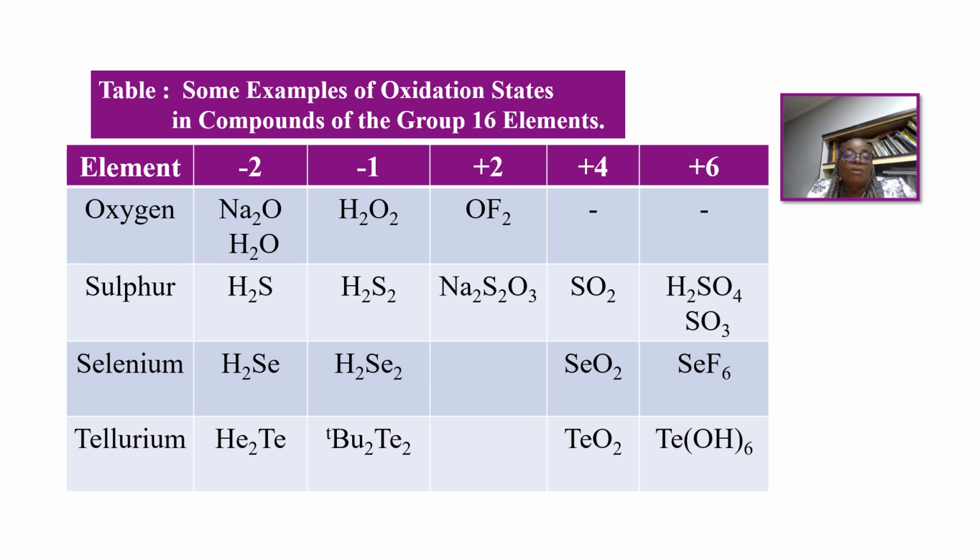Oxygen exhibits -2, -1, +2. Selenium: -2, -1, +4, +6. And tellurium: -2, -1, +4, +6.